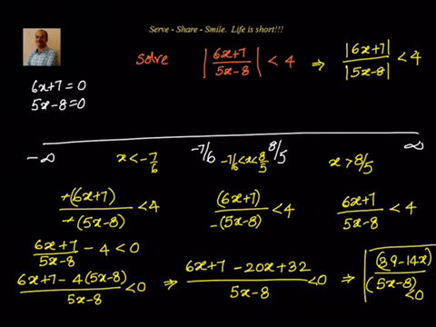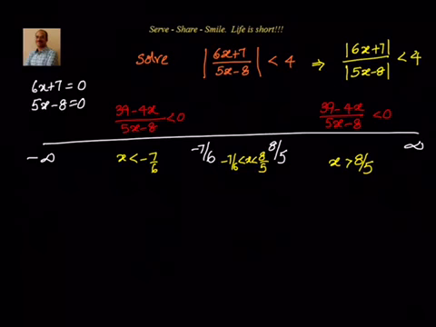What is this? We said 39 minus 4x divided by 5x minus 8 is less than 0. Similarly, we know here also it is the same. 39 minus 4x divided by 5x minus 8 is less than 0. So that's the solution. We know two: one for x less than minus 7 by 6 and another for x greater than 8 by 5. Now let us find out what it will be between minus 7 by 6 and 8 by 5.